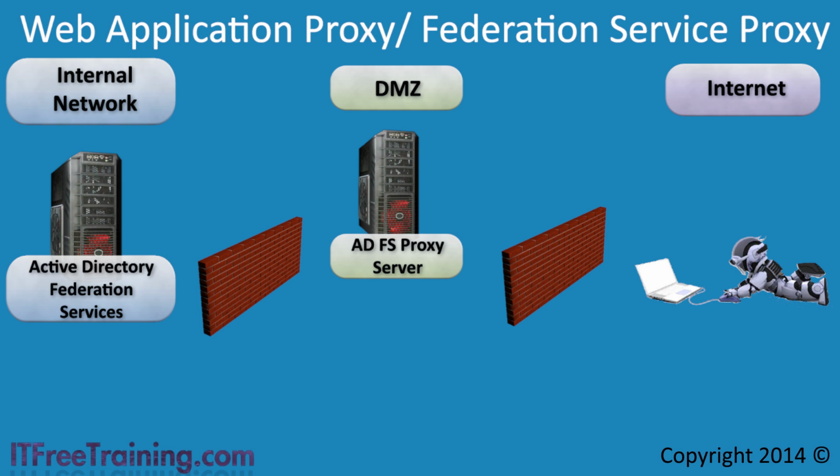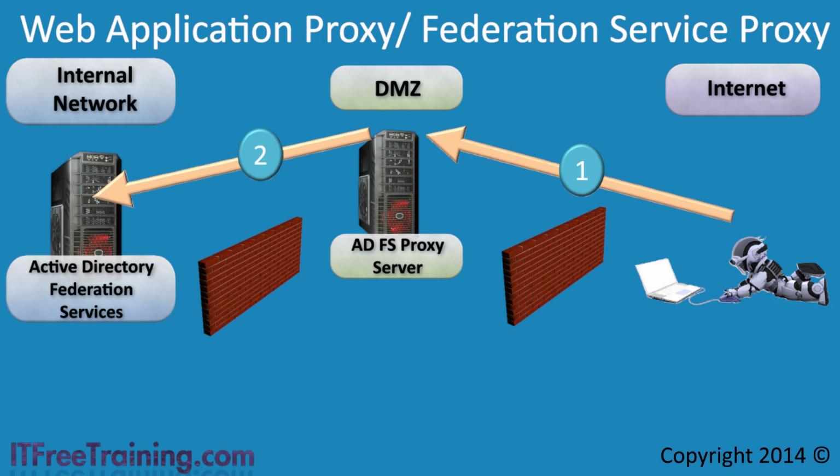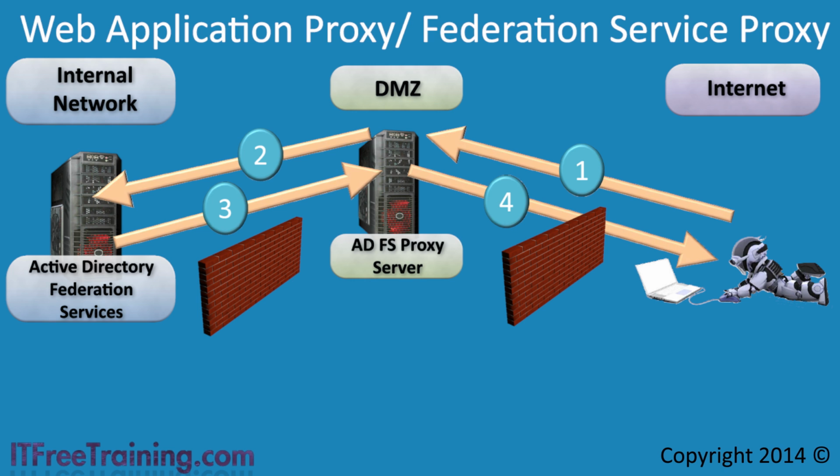What will happen now is, when the user attempts to contact the Active Directory Federation server, they will instead contact the ADFS proxy server. The proxy server will pass the request onto the Active Directory Federation server. The Federation server will respond back to the proxy server. For example, if the user was requesting a claim, it would pass this claim to the proxy server. The proxy server will then send the result back to the user.